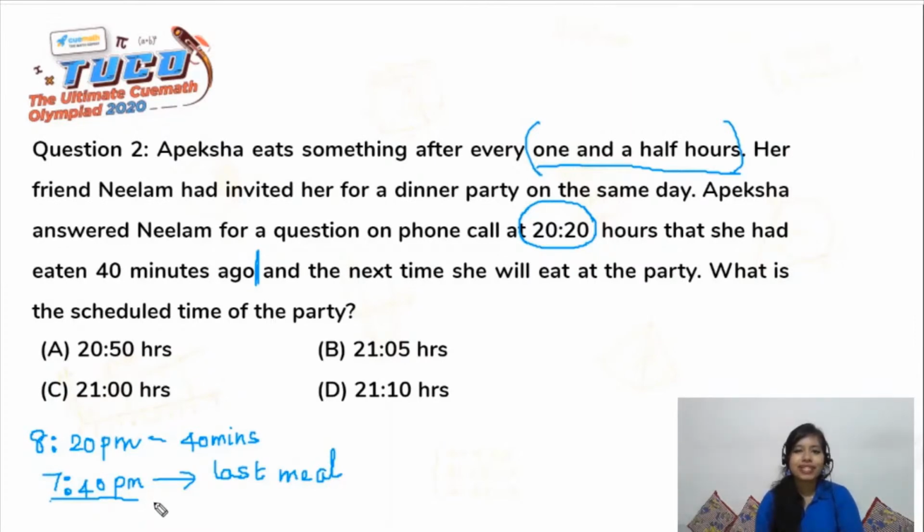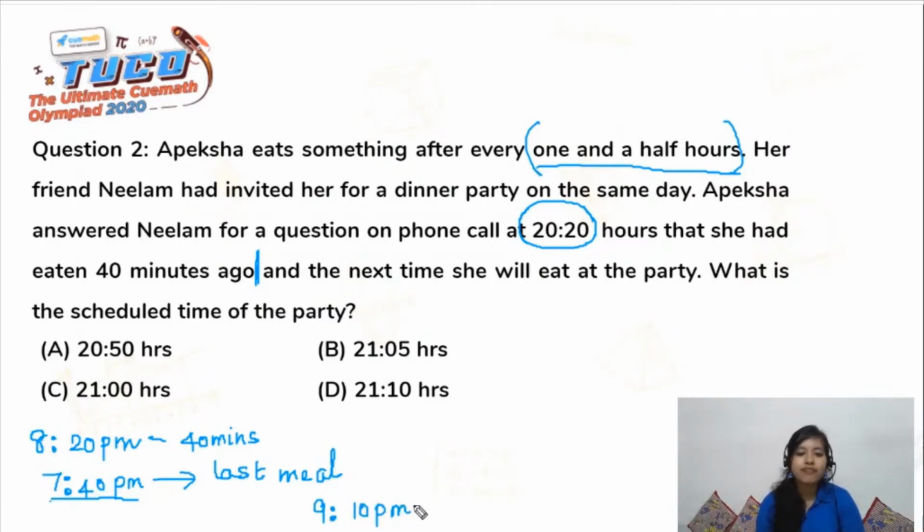Yes. So it is going to be 9:10, right? It is going to be 9:10 p.m., right? So 7:40 plus 1 hour is 8:40, and 8:40 to 9 is 20 minutes, plus 10 minutes, is nothing but 9:10. And now we know that her next meal she would take is at 9:10 p.m.